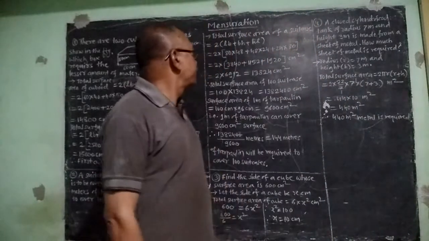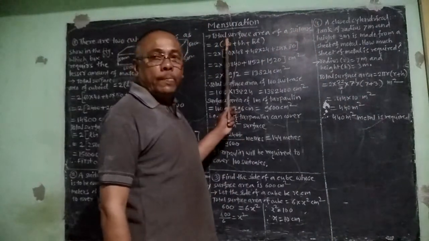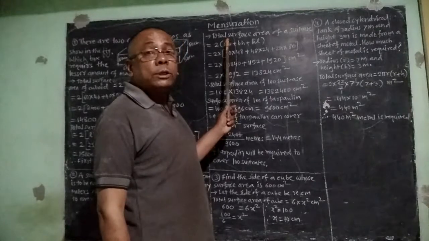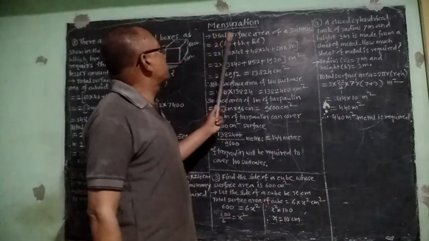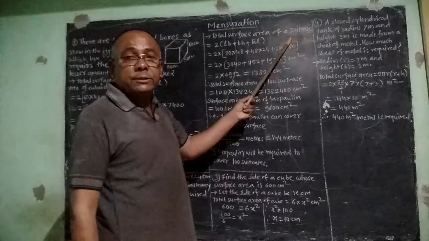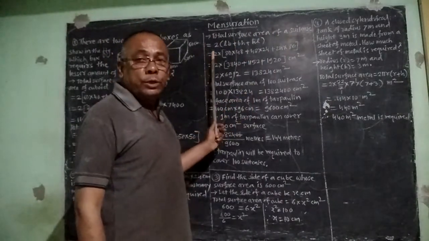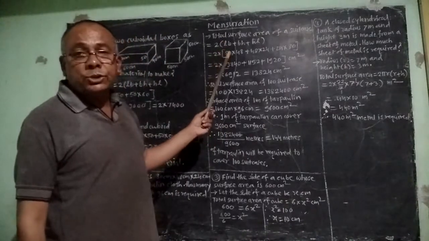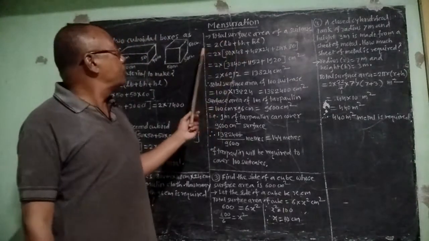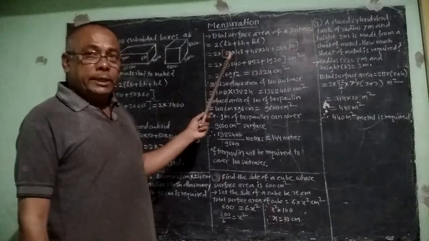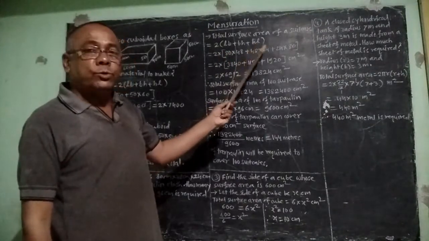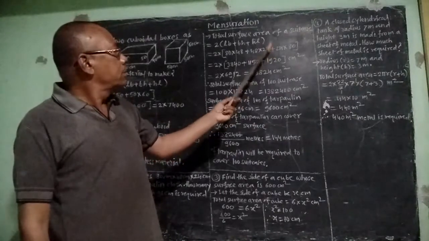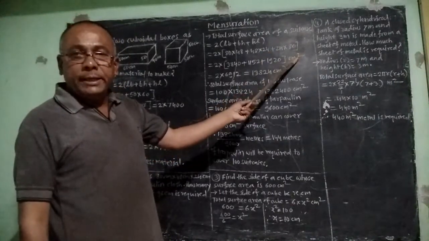Now here first of all we have to find the total surface area of the one suitcase. So here total surface area of one suitcase is equal to 2 into (LB plus BH plus HL), and that is equal to 2 into (80 into 48 plus 48 into 24 plus 24 into 80).